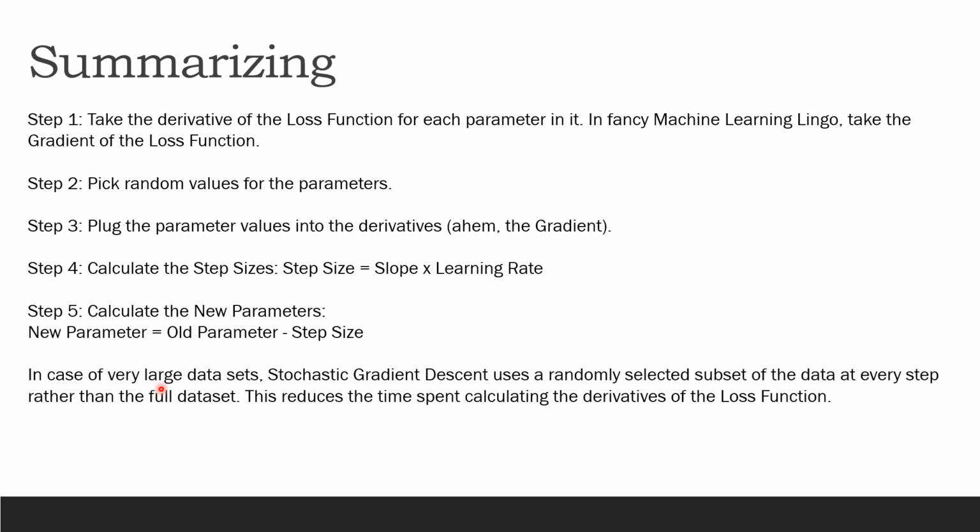Now, in real life, we come across large data sets. So this was a very simplified explanation of gradient descent. In general practice, stochastic gradient descent is used, where a subset of a large data set is used at every step rather than the full data set, because the time spent would be large to calculate the derivatives of the loss function when the data set is very large.